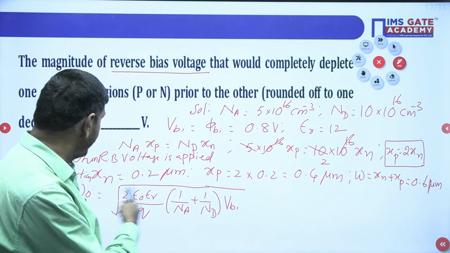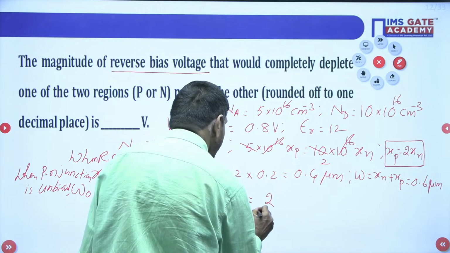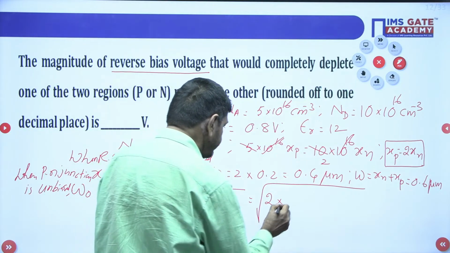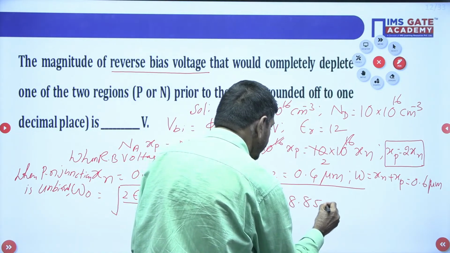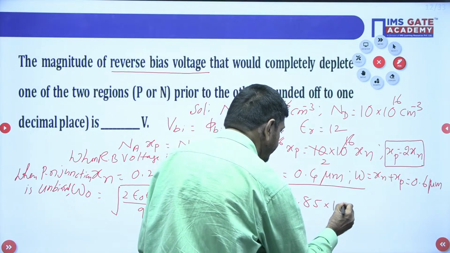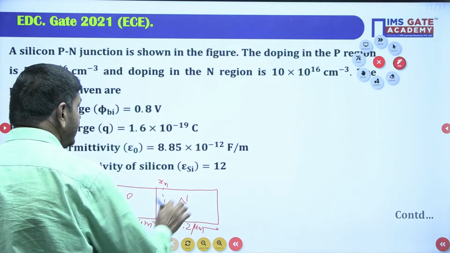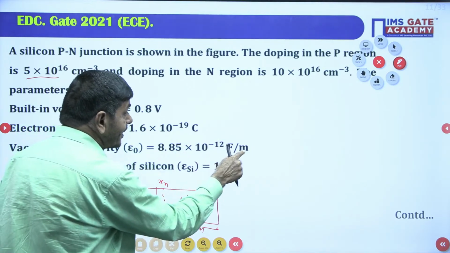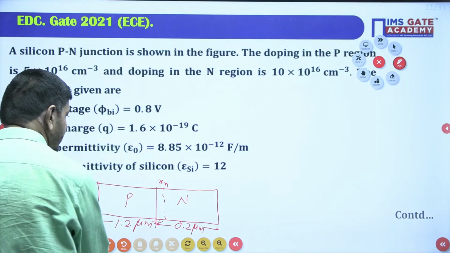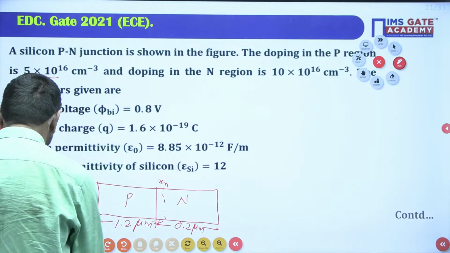Now I wish to find W naught. Why these values are needed, we will understand within 2 minutes. 2 into epsilon naught, which is given already as 8.85 into 10 power minus 14. Why 10 power minus 14? Because 10 power minus 12 farads per meter is given, and to convert to farads per centimeter, 10 power minus 14 is used. The relative permittivity is also given as 12.